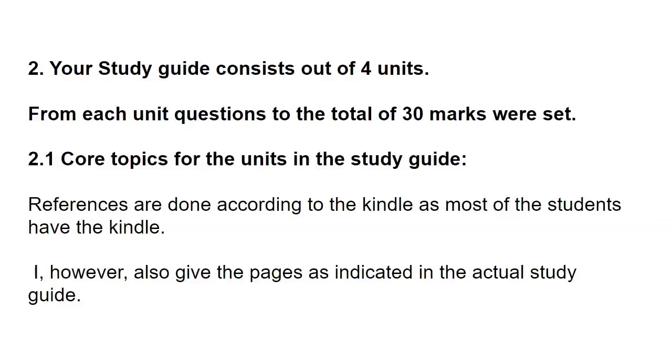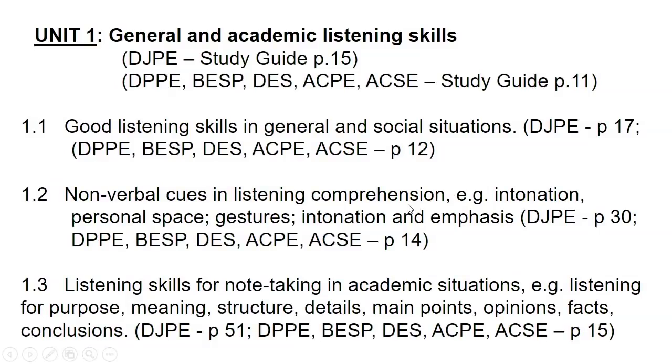References are done according to the Kindle, as most of the students have the Kindle. I, however, also give the pages as indicated in the actual study guide. For Unit 1, the general and academic listening skills. DJPE, you can find it in the study guide on page 15. DPPE, BESP, DES, ICPE, ICSE, you will find it on page 11.